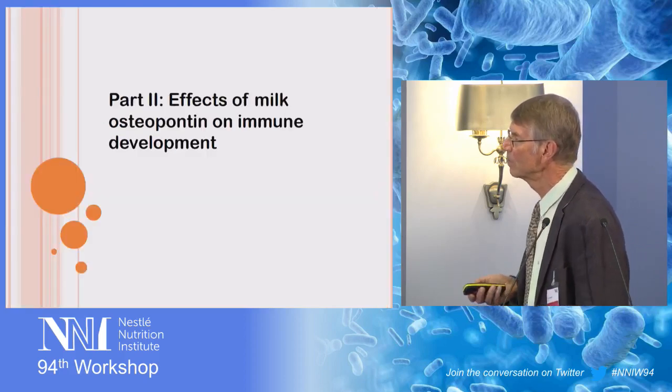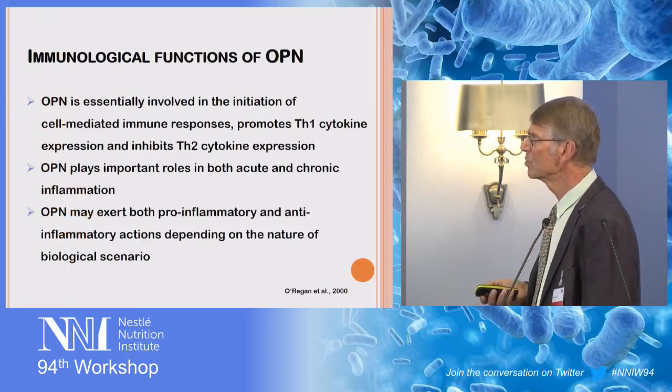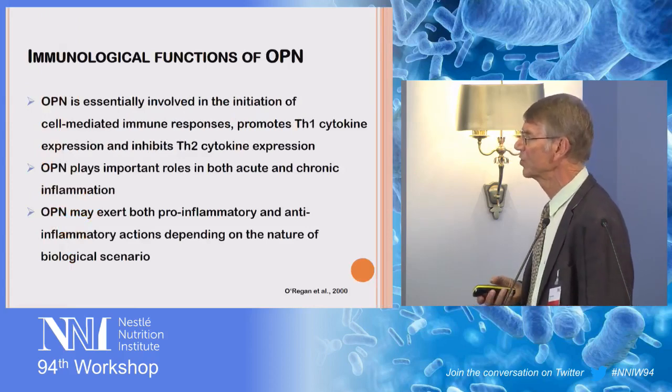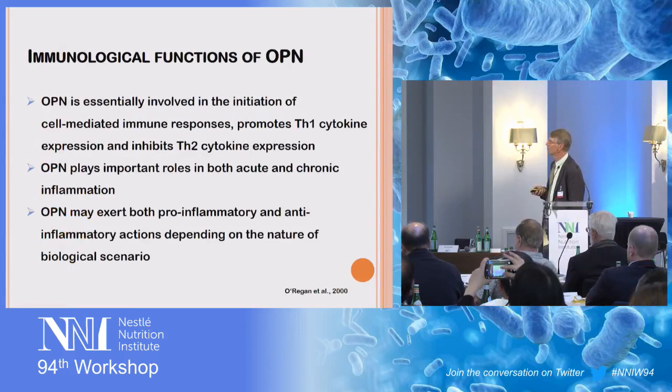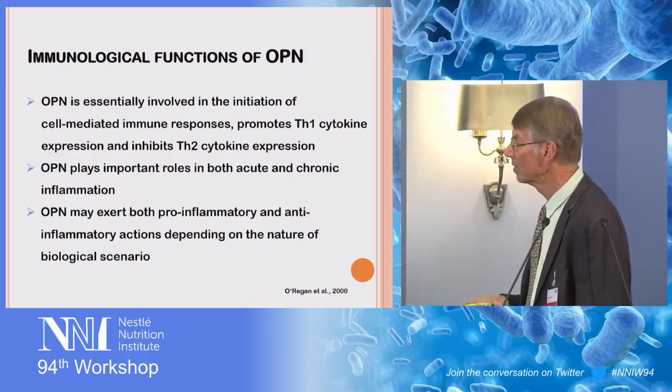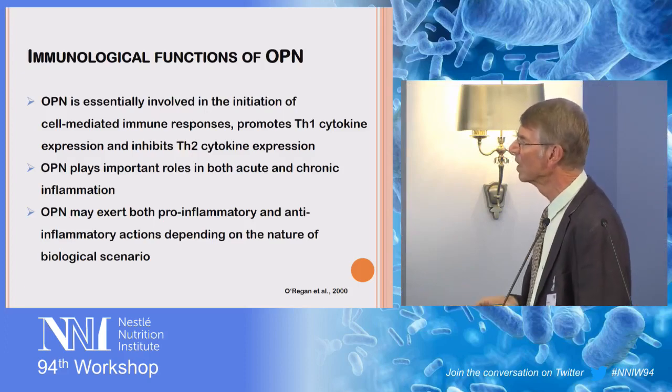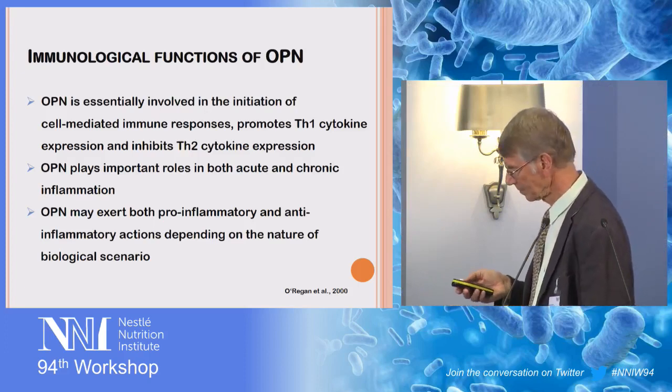Then we looked at immune development. And osteopontin is involved in the initiation of cell-mediated immune responses and promotes a Th1 cytokine picture and inhibits Th2 cytokines. It plays an important role in both acute and chronic inflammation, and it may exert both pro-inflammatory and anti-inflammatory actions depending on the nature of the biological scenario. This was from a review article from adult experimental animals.